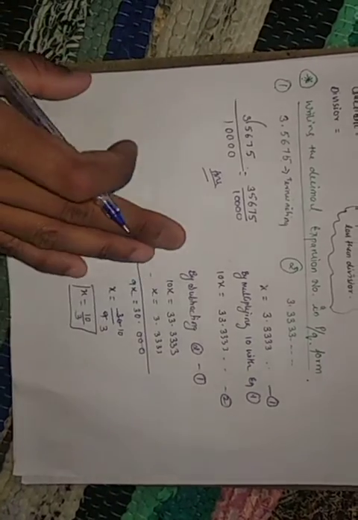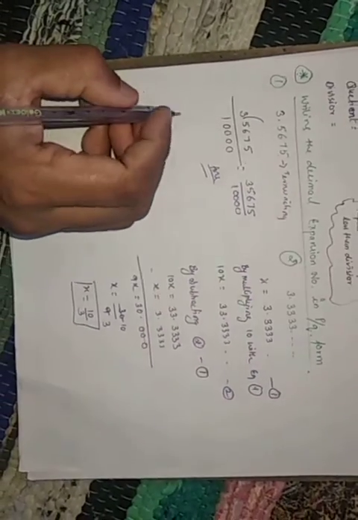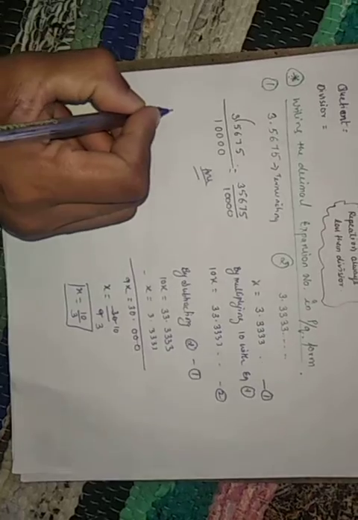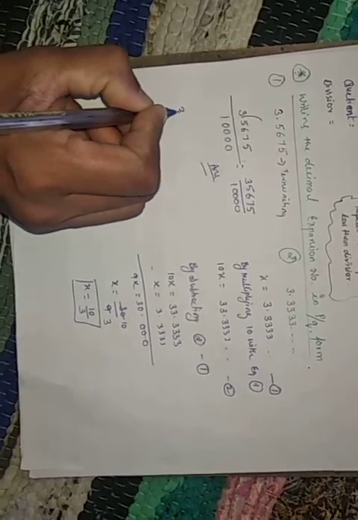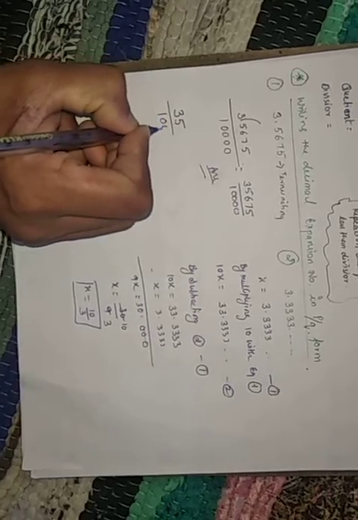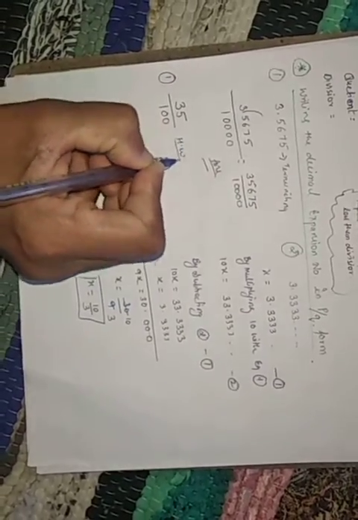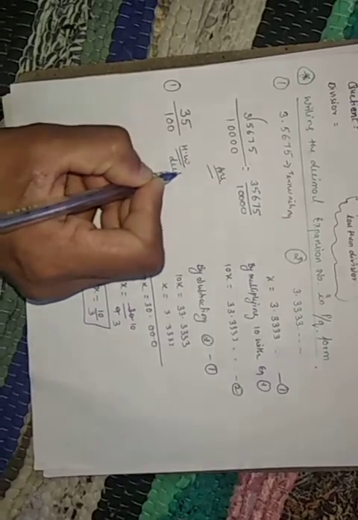Is it clear? I am giving you one question for homework to convert the number in decimal expansion: 35 by 100. This question I am giving you as homework to convert this number to a decimal. Is it clear? Now come to one more question.